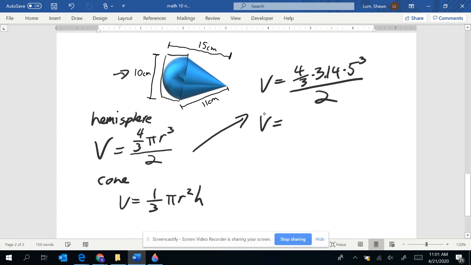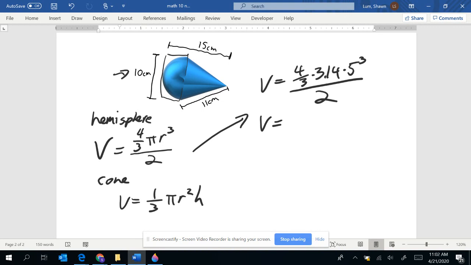So I'm just going to show you kind of how to do it. So first off, I have to do 5 cubed. Now 5 times 5 times 5 is 125. So then I'm going to go times by our pi, so 3.14. And you can use the pi button too on your calculator. Okay. And then I'm going to go times 4 over 3. So times 4 divided by 3.